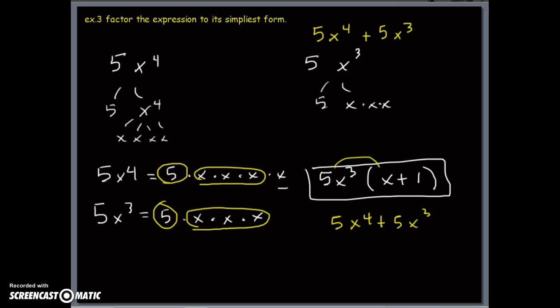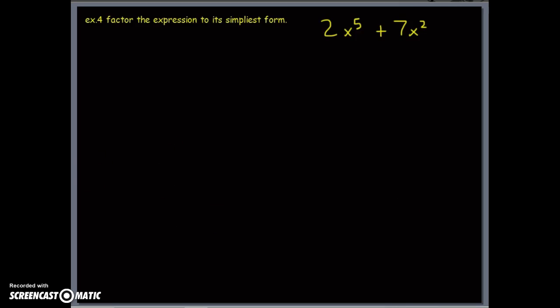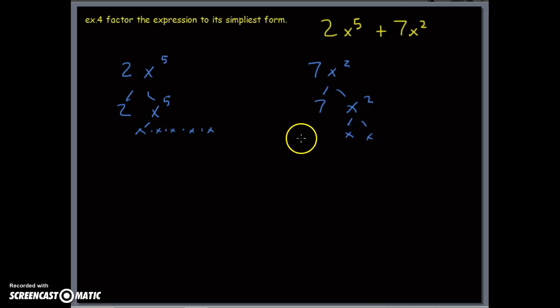Example number 4. So here we have 2x to the 5th power, and we've got 7x squared. So prime factor, well, 2 times x to the 5th. 2 is a prime number, we can't further factor that. And then we've obviously got 5 x's being multiplied here. And then here we've got 7 times x squared, and then we've got 2 x's being multiplied here. 7 is a prime number, the only numbers that multiply to 7 are 7 and 1.